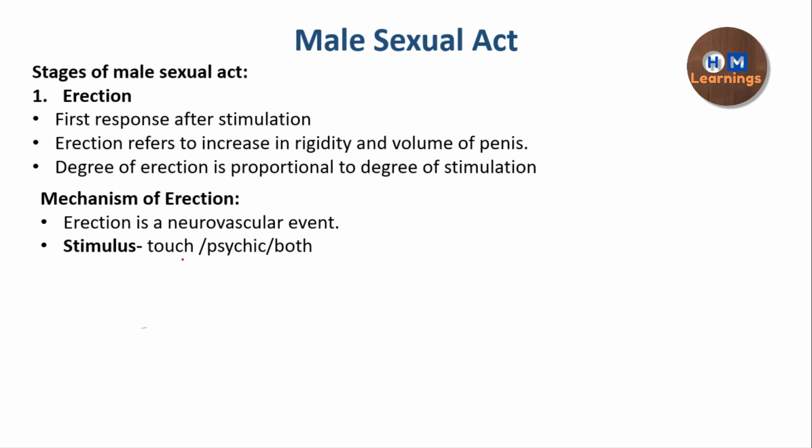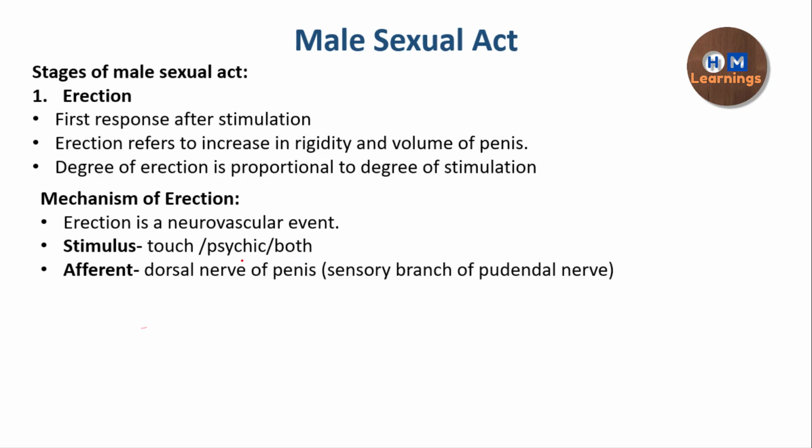could be a touch, which we have already discussed in the previous slide. Psychic stimulation, and or both also could be the stimulation. Then the afferent is going to be the dorsal nerve of penis. So here the sensory sensations from the area adjacent to penis, as well as from the penis and from the internal structures, is carried by the sensory branch of the pudendal nerve, which is the dorsal nerve of penis. It will carry the sensations to the dorsal root and ultimately to the lumbar and the sacral spinal cord.